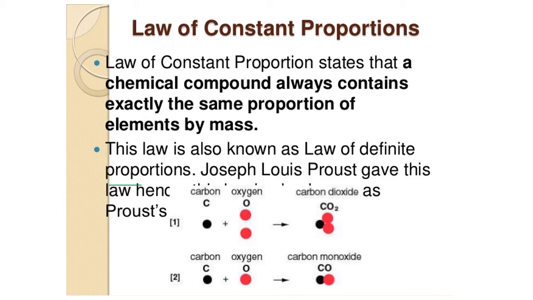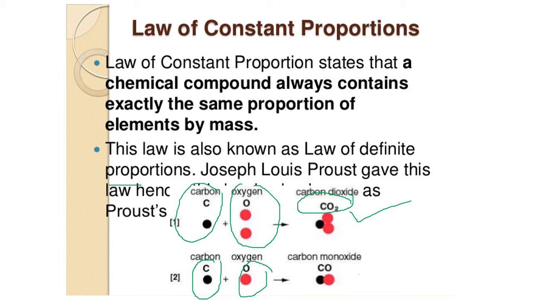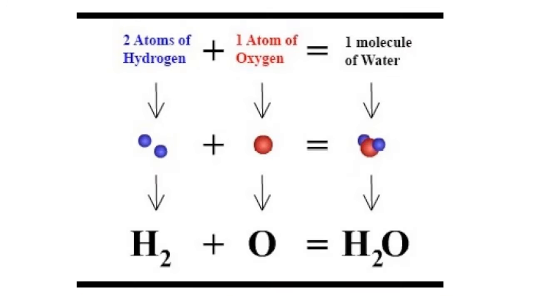For example, in carbon dioxide, there is 1 carbon atom and 2 oxygen, and it forms CO2. In the same way, in carbon monoxide, there will be 1 carbon and 1 oxygen. So it will form carbon monoxide. These are the constant proportions, or you can say fixed proportions.